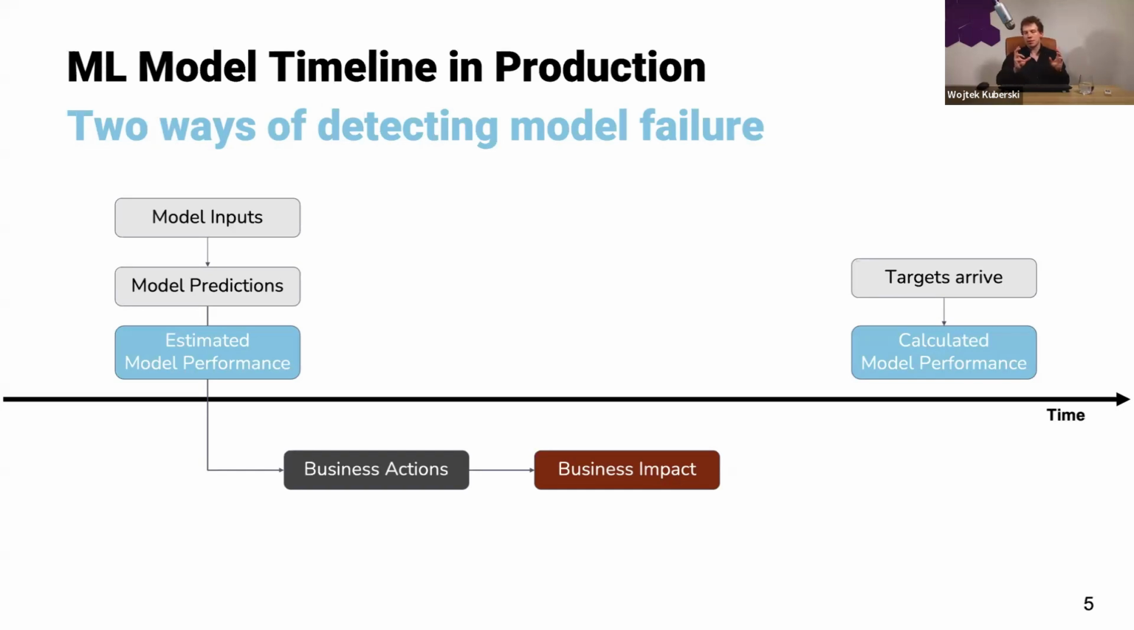So we're going to be focusing first and foremost on the issues that are triggered due to an estimated drop in performance, and then secondly due to realized performance, because we still get more data after that, so it's still very useful to look at realized performance later on.